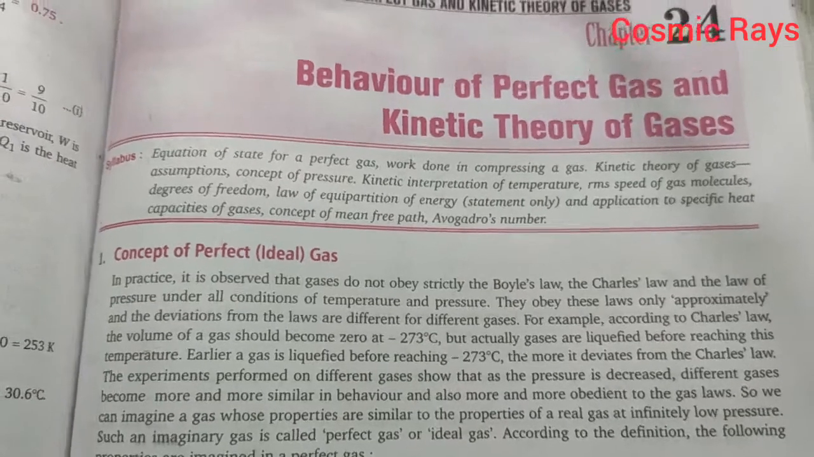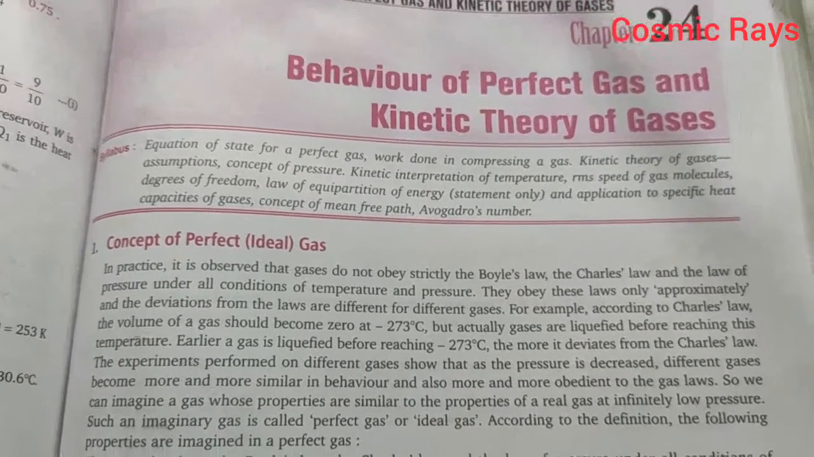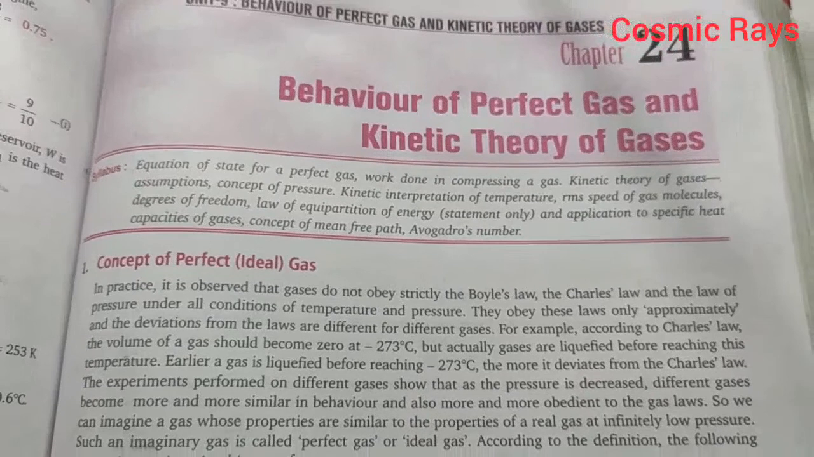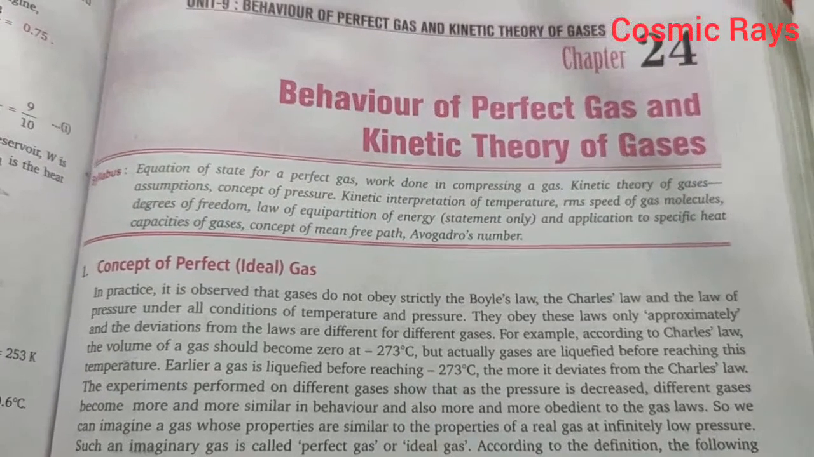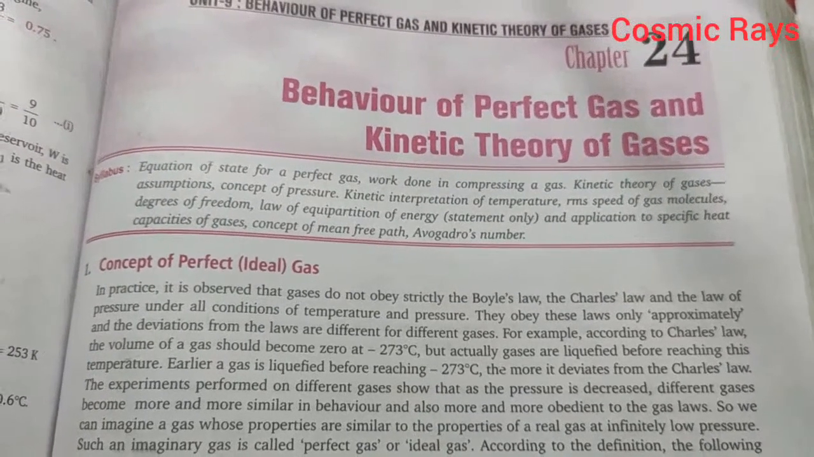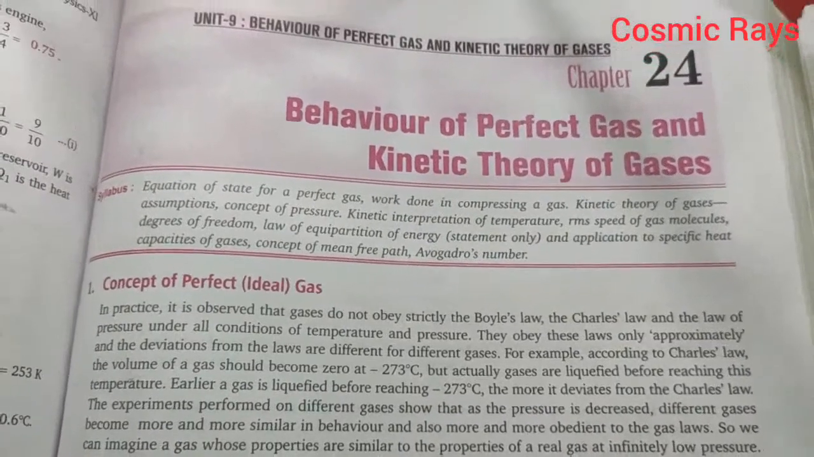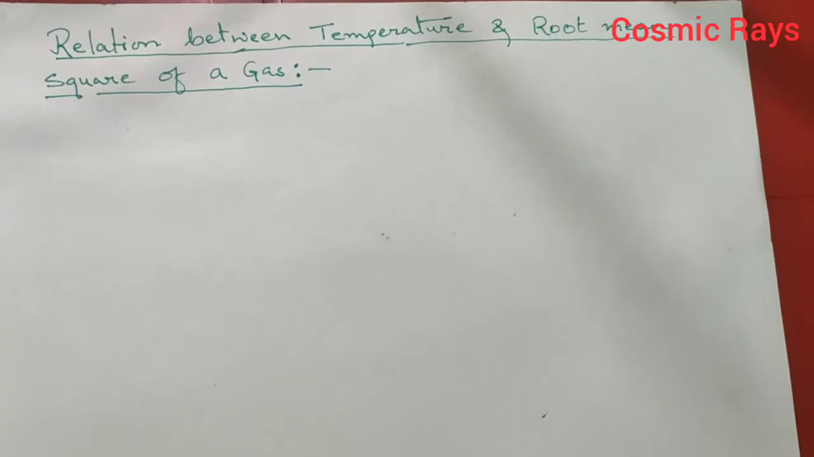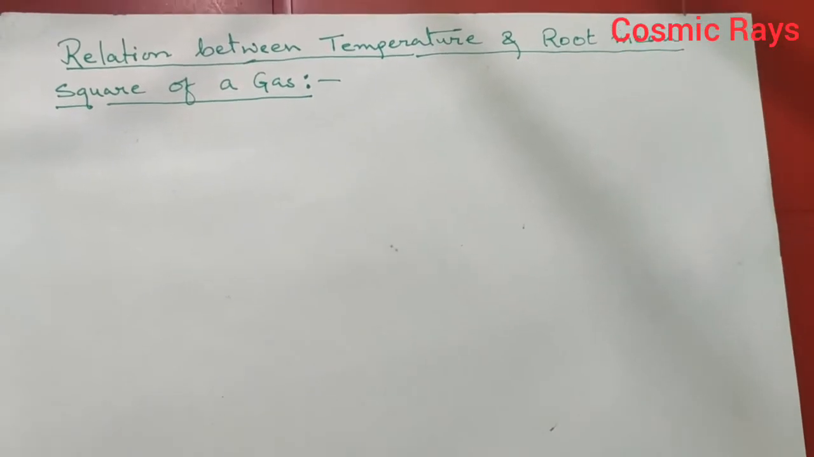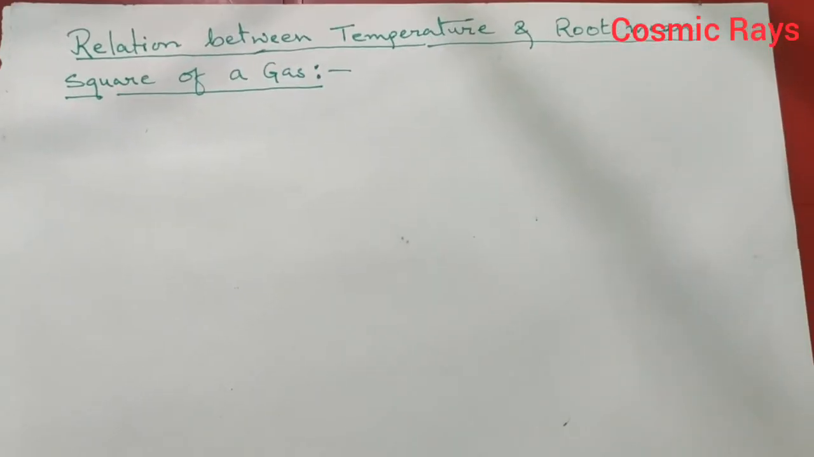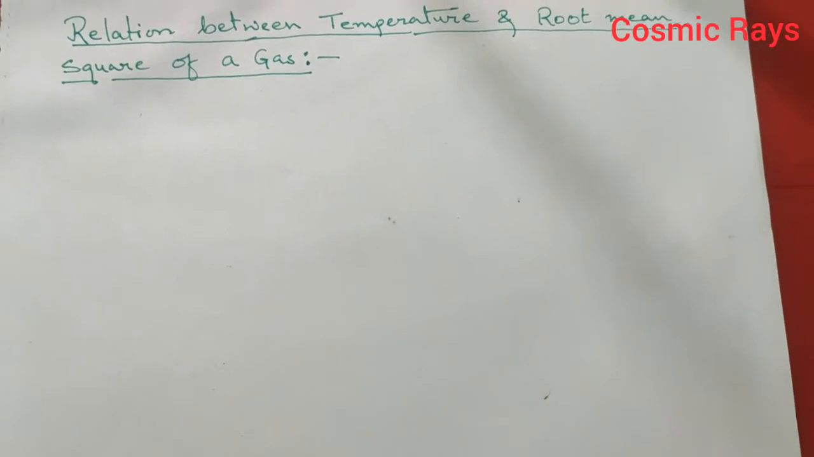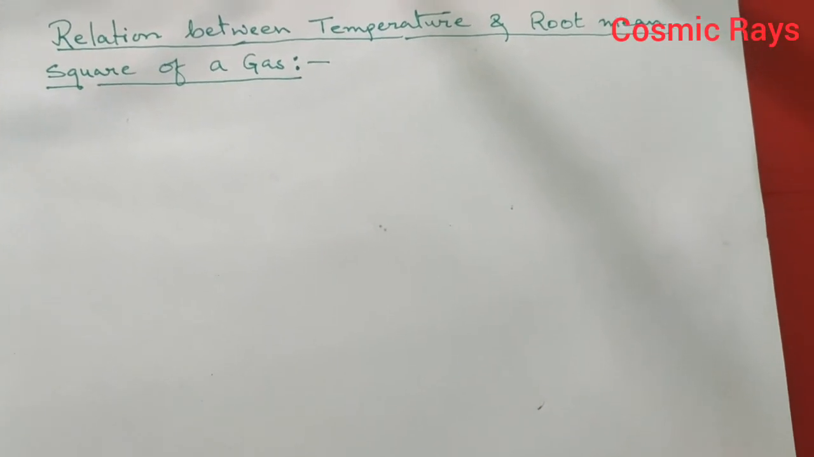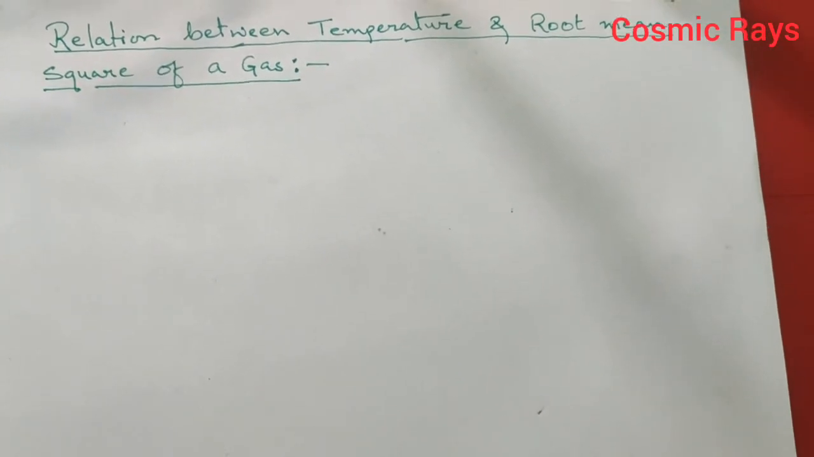Hello everyone. In this video we will be talking about the remaining topics from the chapter on behavior of perfect gas and the kinetic theory of gases. To start with, we will derive a relation between the temperature and the root mean square speed of the gas molecule.